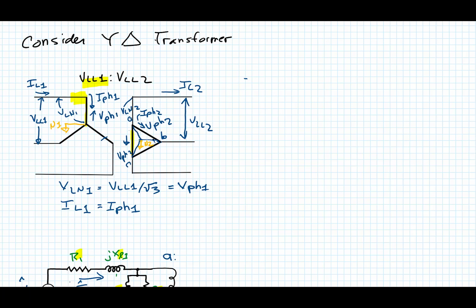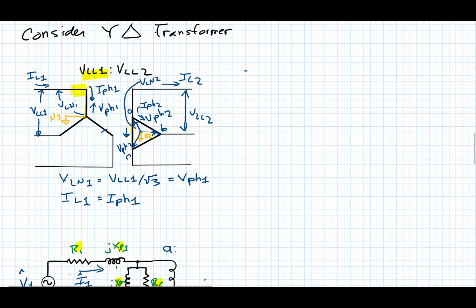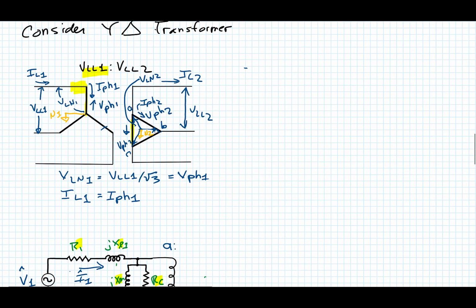Draw it a little better. Think about these as voltage measurement points. And this is V line to neutral 2 right there. So that's what we need to do to find an equivalent line to neutral circuit.